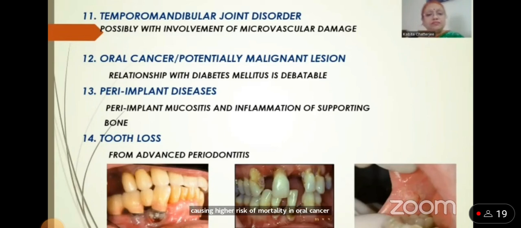Now, there are peri-implant mucositis and inflammation of the supporting bone in implants in relation to diabetes mellitus. And if there is advanced periodontitis with severe loss of periodontium, there may be loss of tooth.